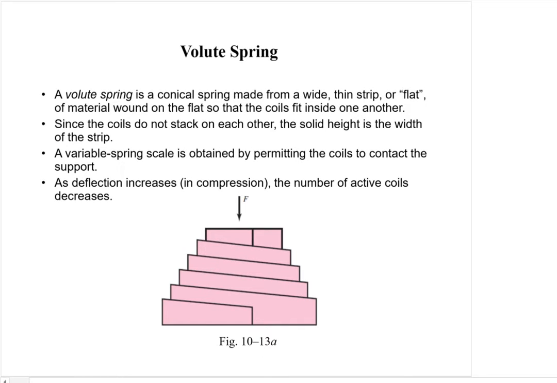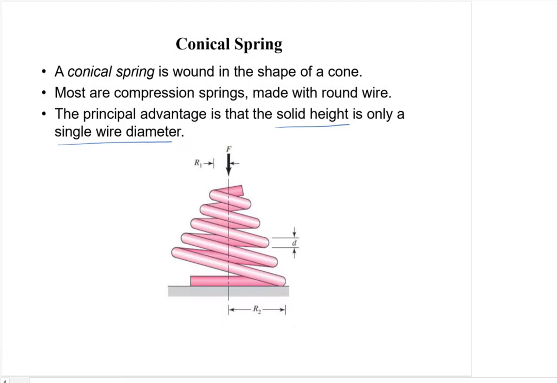Volute spring, same thing, except you're using a piece of flat material. This is super easy to form, and again, as these coils go into contact with the ground, they become inactive coils. So this thing actually gets less and less stiff, but then it also collapses down to its solid height, which is just the width of the strip, which is compact. And I believe that's all there is.